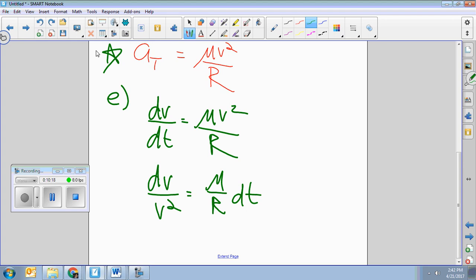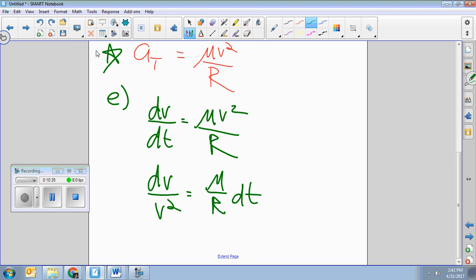Okay, so I need to integrate this mess. What are we trying to do? We're trying to find the velocity at a given time t. Integrate the left side of progressive velocity, the right side. Yeah, exactly. So we're going to integrate.